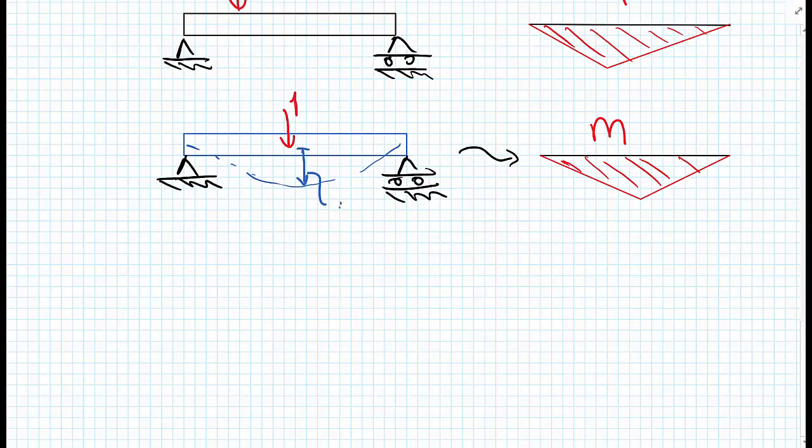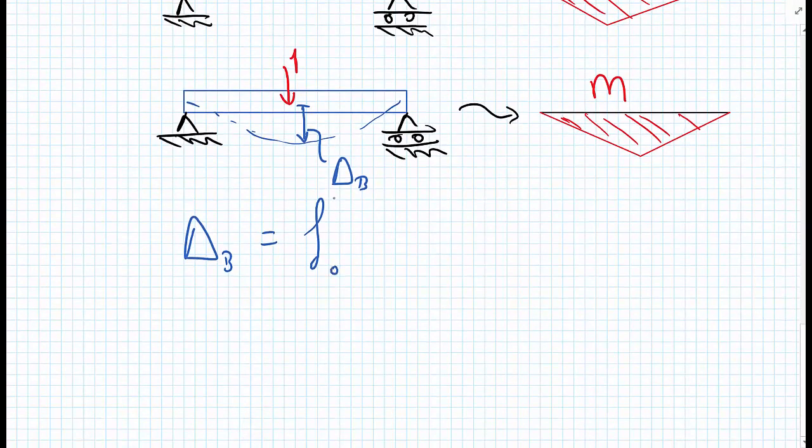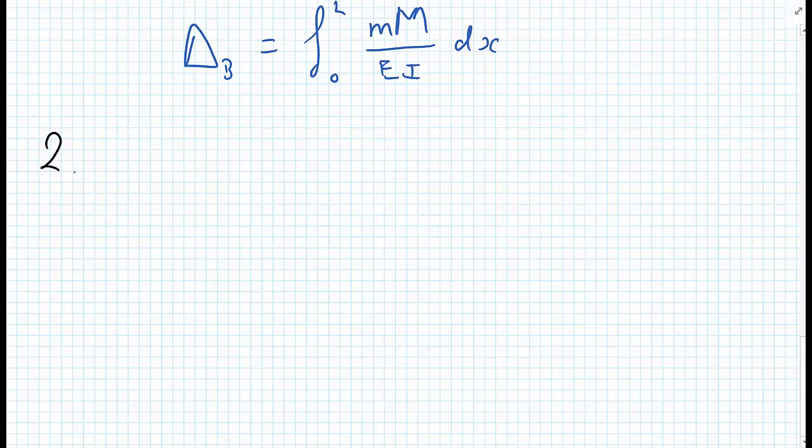So delta B is equal to the integral between 0 and L of capital M times little m over EI, all integrated over dx. The second part of the procedure will be to calculate the flexibility coefficient.